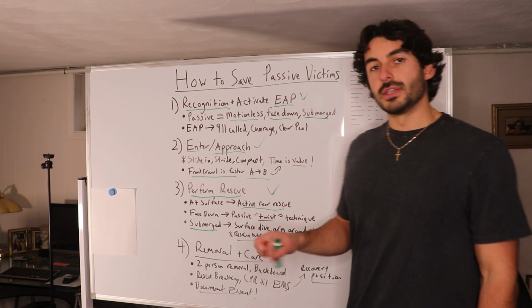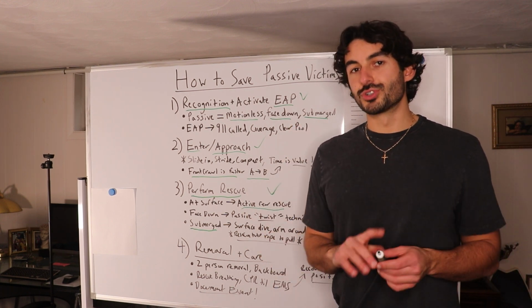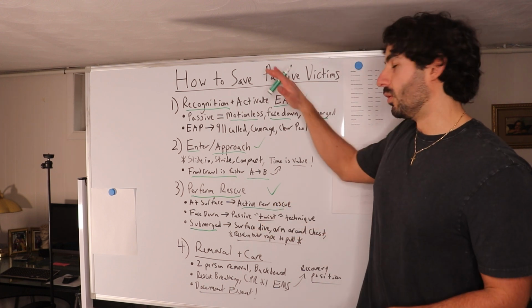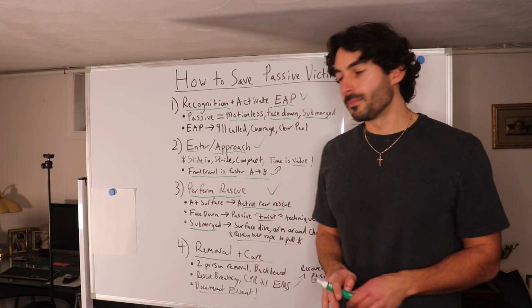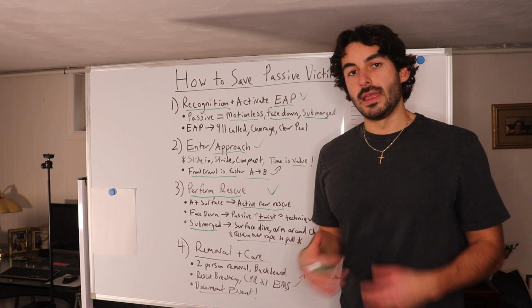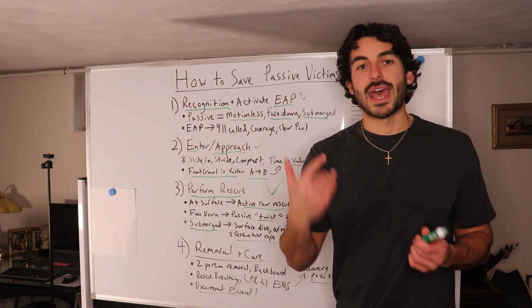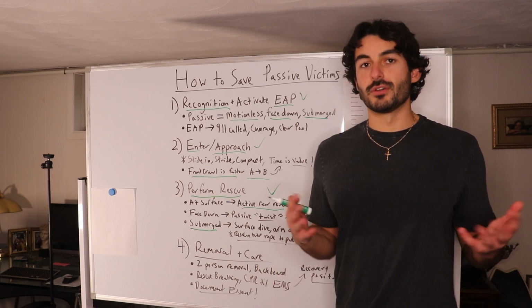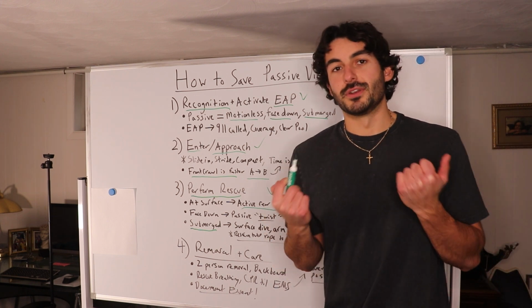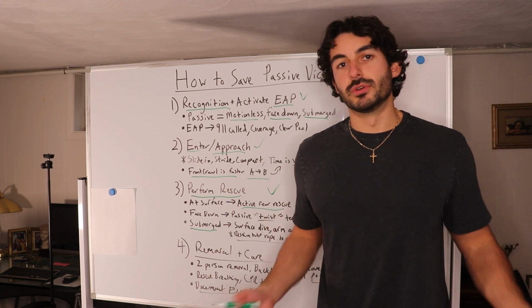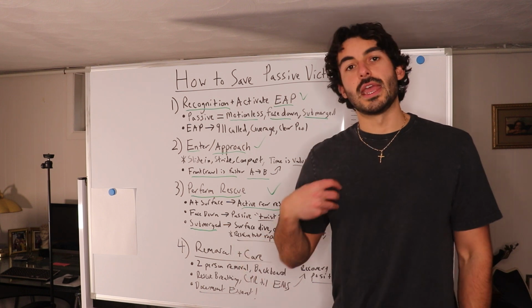Now that's step 3. Step 4 is the most crucial, in my opinion, in this whole process of saving a passive victim, and that is the removal and the care. When a victim is passive, especially if they're a bigger victim, you can't just pick them up like an infant or a child and lay them on the side of the pool in a recovery position. You're going to have to use a technique.